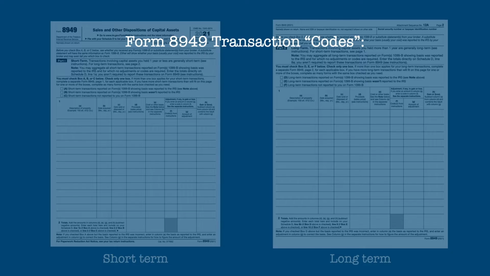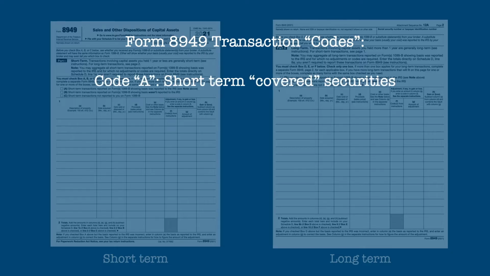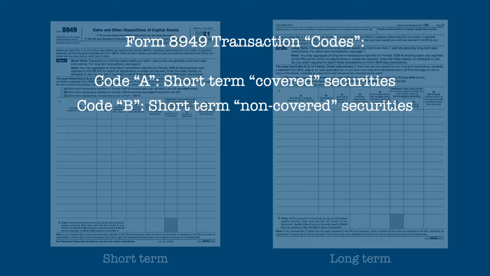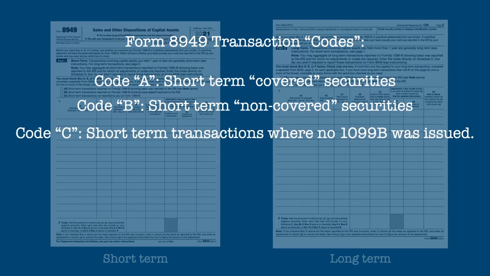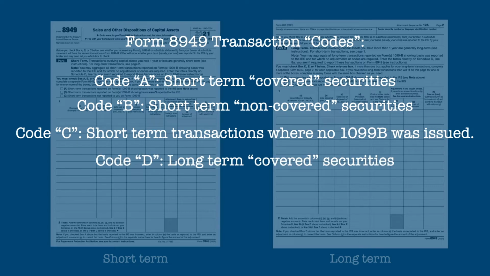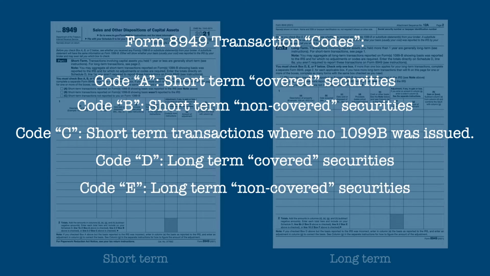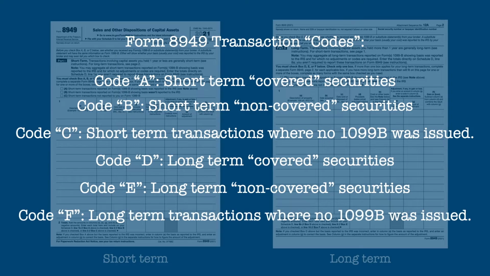They are short-term covered securities, type A; short-term non-covered securities, type B; short-term capital asset sales for which no 1099-B was received, type C. Then long-term covered securities, type D; long-term non-covered securities, type E; and long-term capital asset sales for which no 1099-B was received, type F.